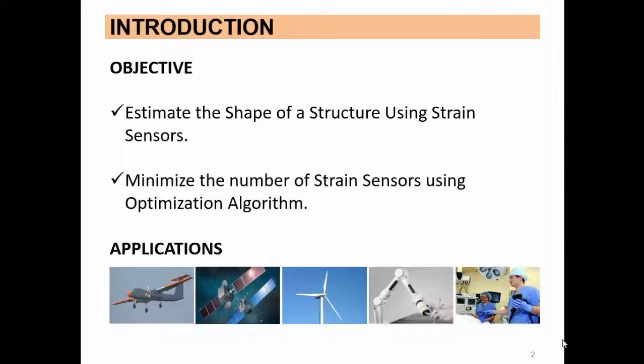So the main objective of this paper is to estimate the shape of a structure using strain sensors, and fiber Bragg grating sensors are used. Why? Because they are very small and lightweight, and there are some advantages. We will be discussing that.